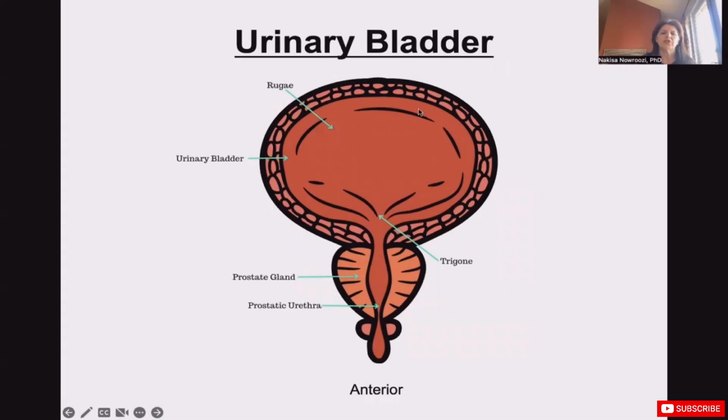This is showing structures in the urinary bladder. You have these folds, again, allowing for the fluctuation of liquid inside. It's called rugae, like the way that we had in the stomach. You have this triangular structure here at the point of entry of the urine, called trigone. This is a male model because we see prostate gland, and this passageway is called prostatic urethra. And this is urethral orifice where the urine empties the body.